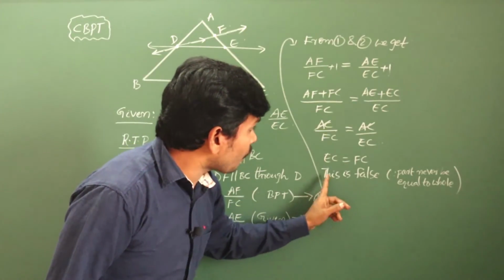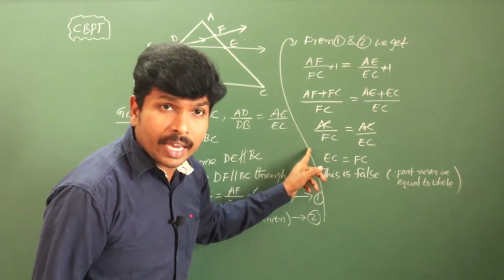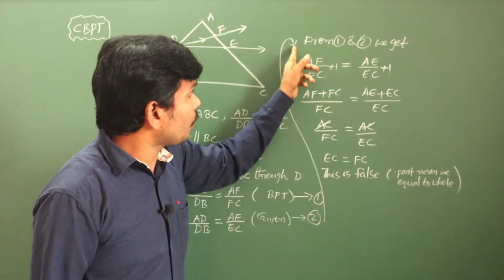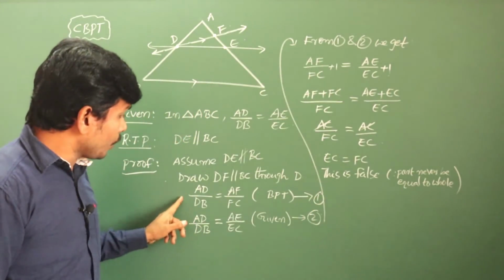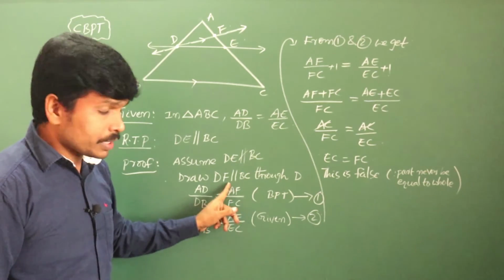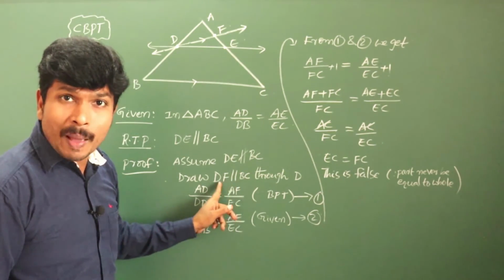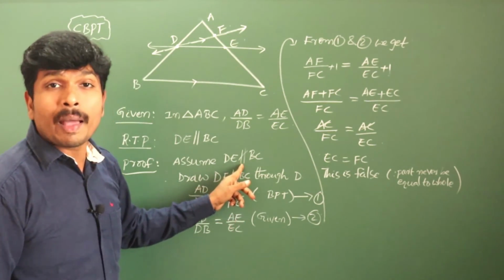Why do you get this false statement? How did you get it? Because we took this line parallel to this. Why did you take this parallel line? Because this is not a parallel line.